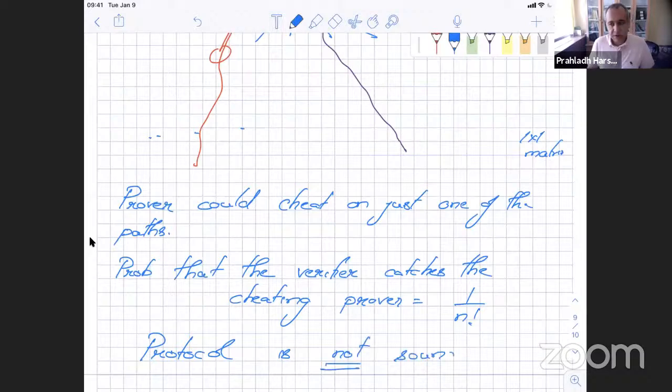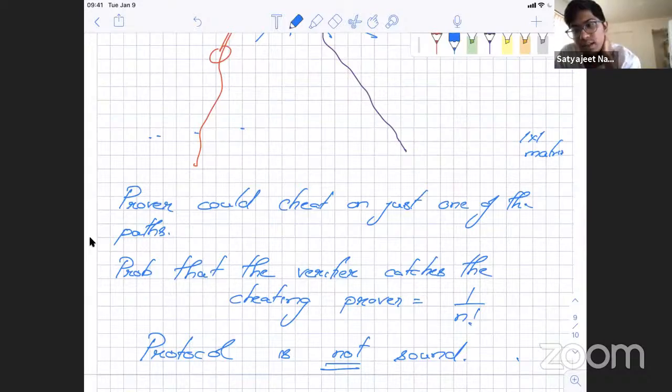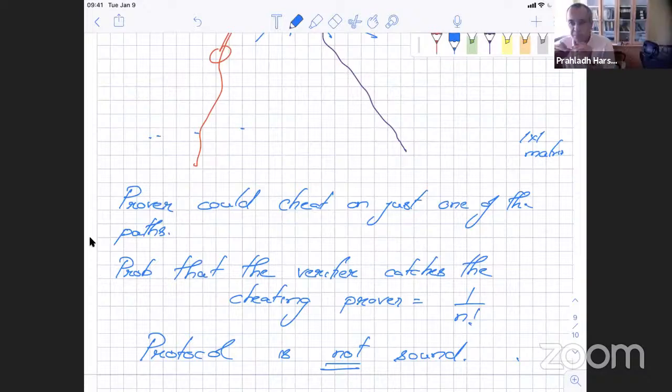This protocol is not sound. This is not a sound protocol because the distinction between yes and no is only 1 by n factorial. This is too small. The probability that it rejects is at most 1 over n factorial. Therefore, the probability it accepts is very, very low.